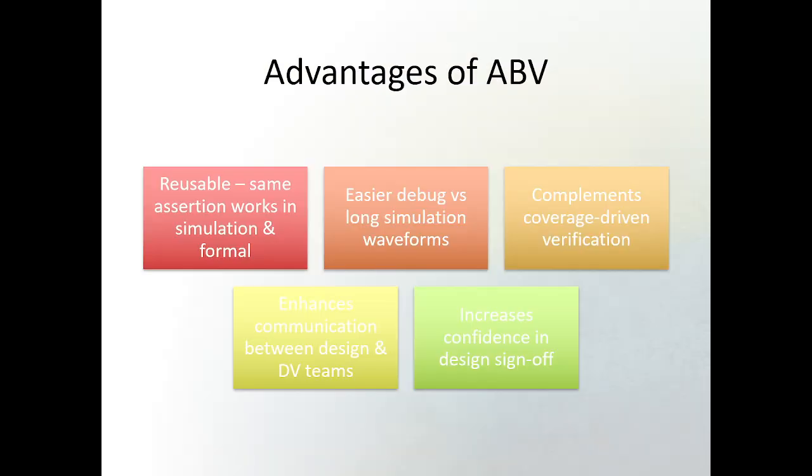And coming to the advantages of ABV, there are clear advantages in the industry. It will detect bugs very fast, it improves observability and coverage, and it's also live documentation of the design intent. It works for both simulation as well as formal, and it scales to complex protocols such as AXI, DDR, and PCI.